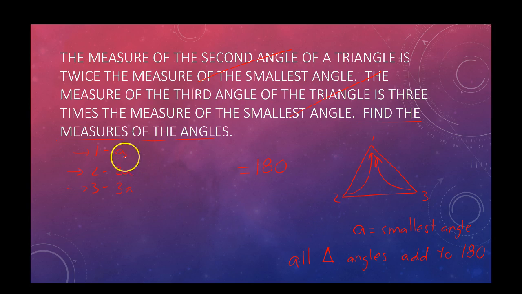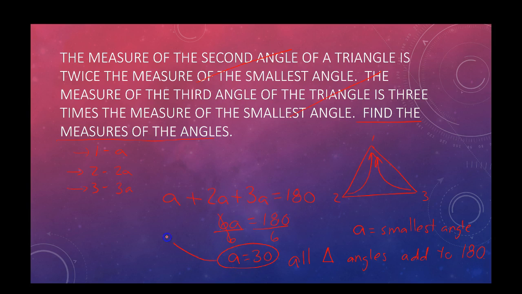So that means I would take angle 1, which is A, plus angle 2, which is 2A, plus angle 3, which is 3A, and that's going to give me 180. So that would be 1A plus 2A's plus 3A's, which is 6A's. Divide by 6, and you get A equals 30.